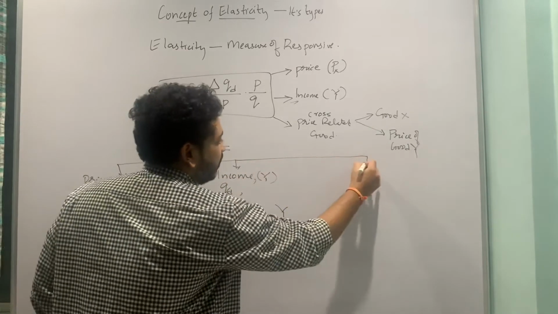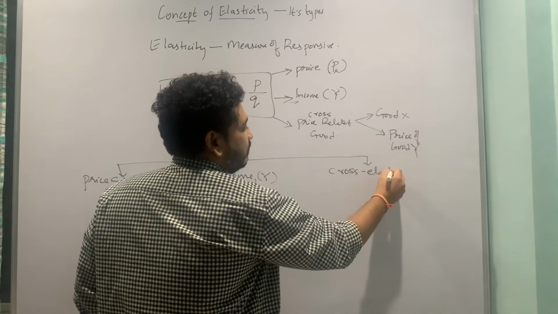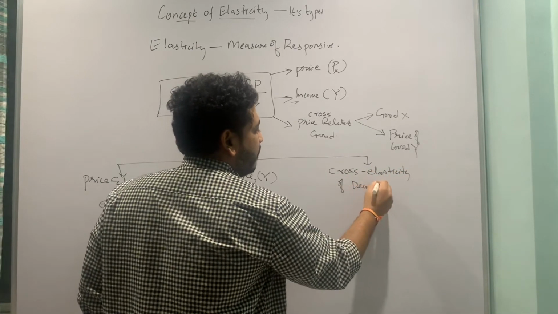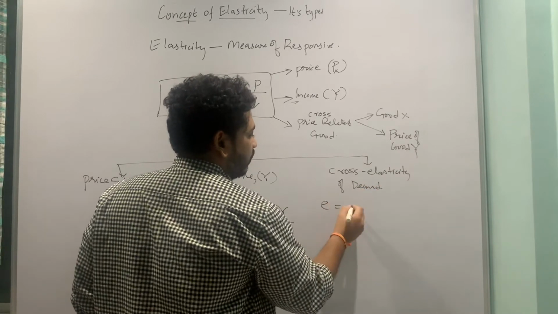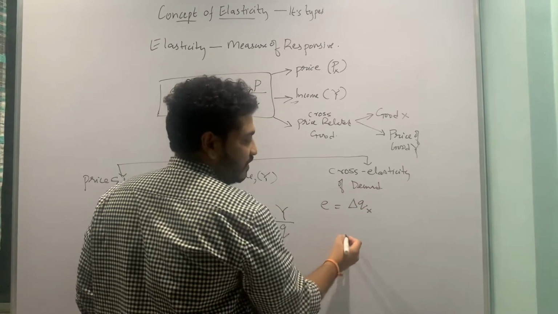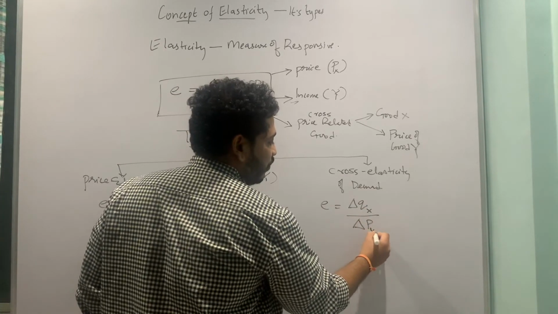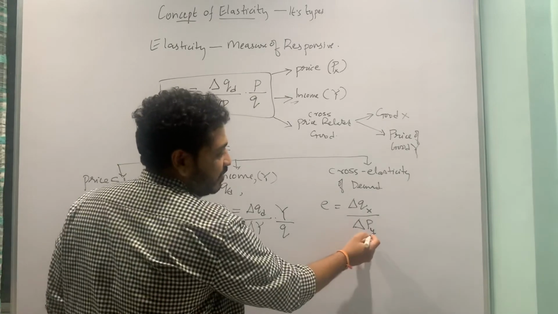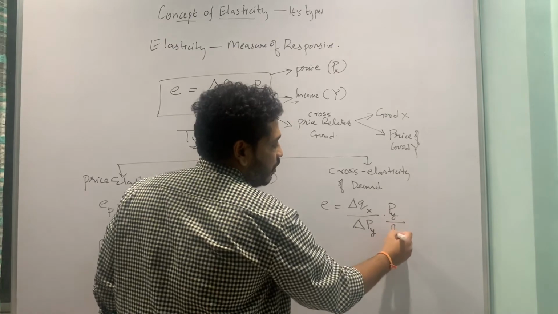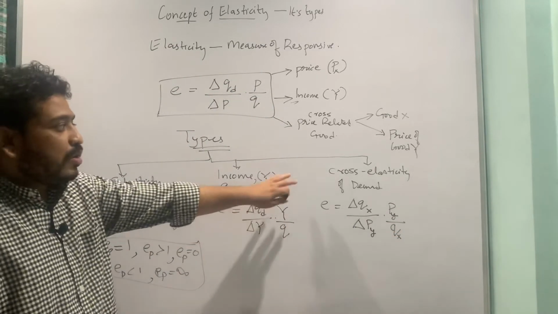The last one, which is very important, is called cross elasticity of demand. It is the percentage change in quantity demanded of good X due to percentage change in the price of good Y. Please pay attention: delta QX by delta PY into price of good Y divided by quantity of good X. This is the formula for cross elasticity of demand.